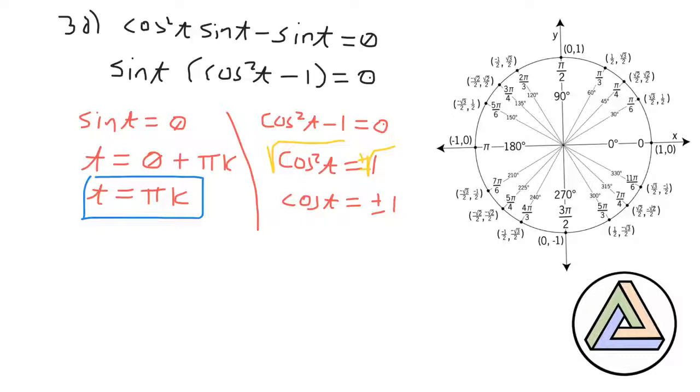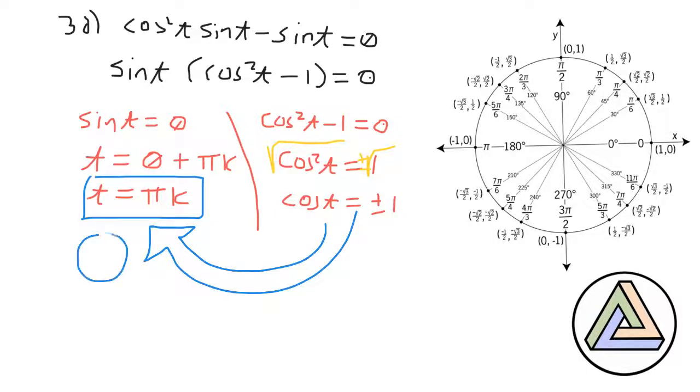So the question is, the cosine of what angle corresponds with an x-coordinate of positive and negative 1? Well, that actually would be the same thing. It would be this one and this one. So, same answer. So this is the answer. So that's how you do that one.